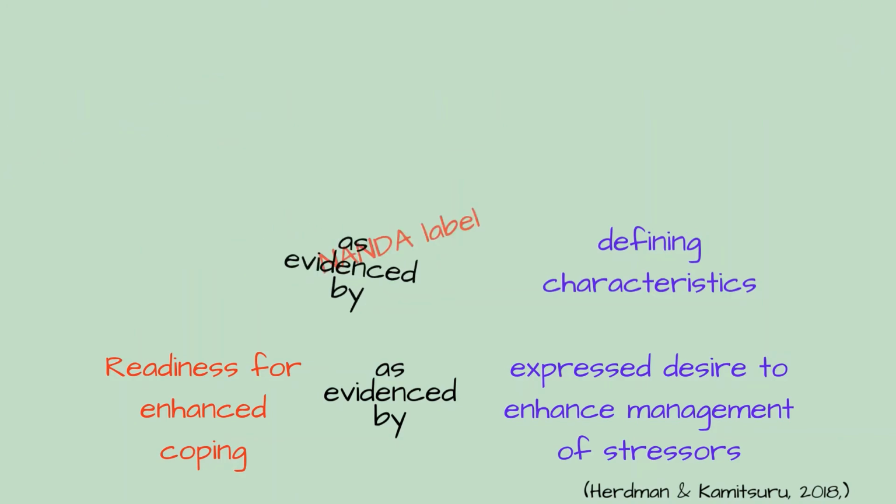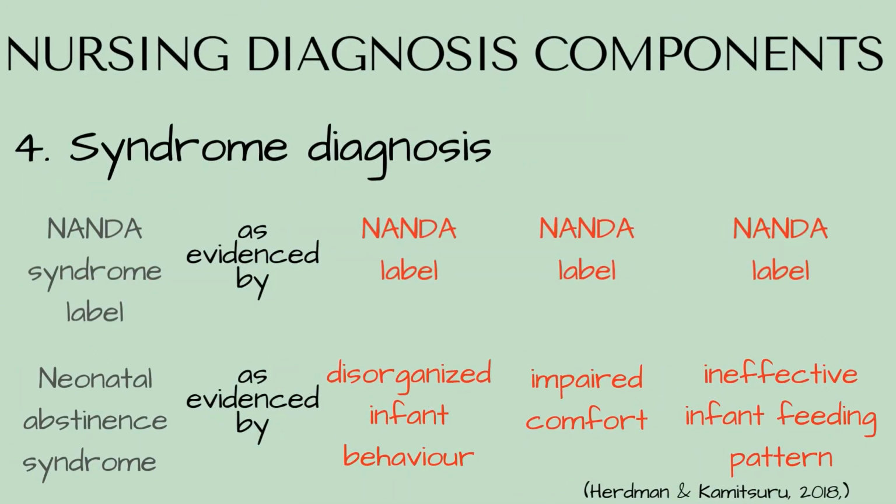Last is the syndrome diagnosis. It has two components: the NANDA syndrome label and two or more NANDA diagnostic labels which cluster to form the defining characteristics. For example, neonatal abstinence syndrome as evidenced by disorganized infant behavior, impaired comfort, ineffective infant feeding pattern. In this example, the NANDA syndrome label is neonatal abstinence syndrome, and the evidence of its presence are the cluster of related diagnostic labels which apply to the patient to form the syndrome.